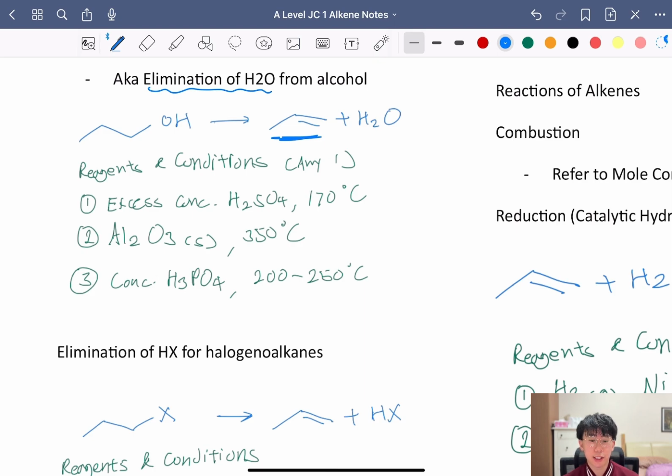The reagents and conditions are any one of these. So you can either use excess concentrated H2SO4 with 170 degrees Celsius. You can also use Al2O3 solid with 350 degrees Celsius. Or you can also use concentrated phosphoric acid with 200 to 250 degrees Celsius. Again, I must emphasize, you need to memorize all your reagents and conditions. You can be tested on any one, and these are literally free marks. Don't miss out on these.